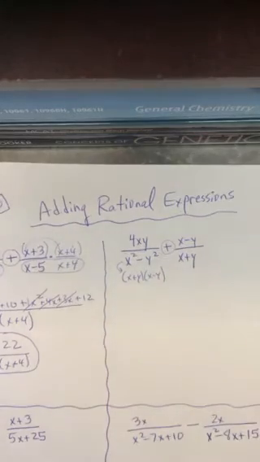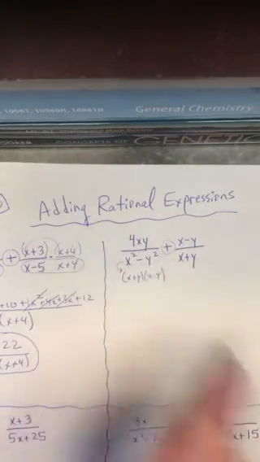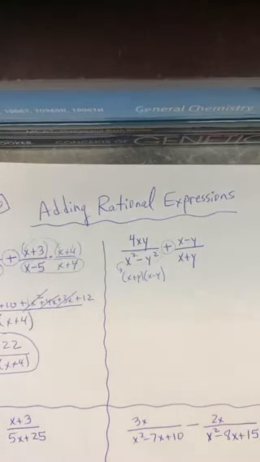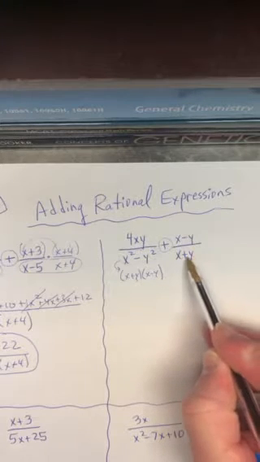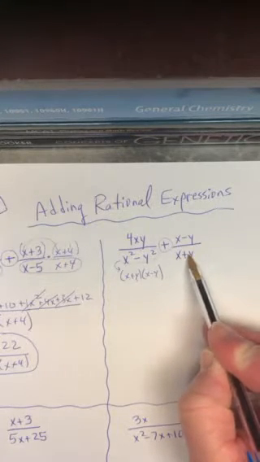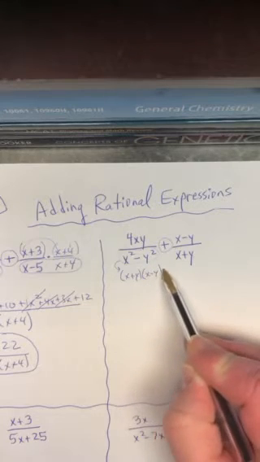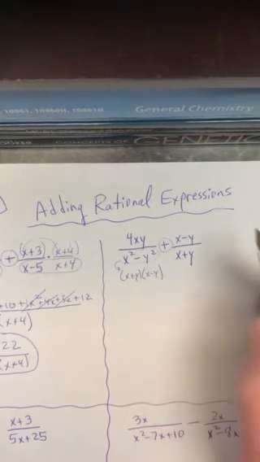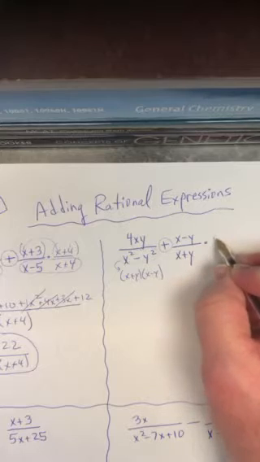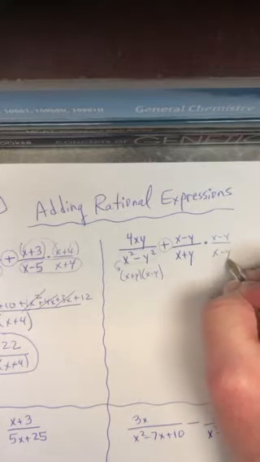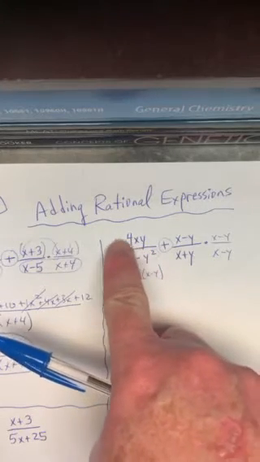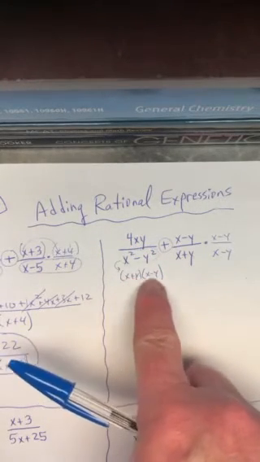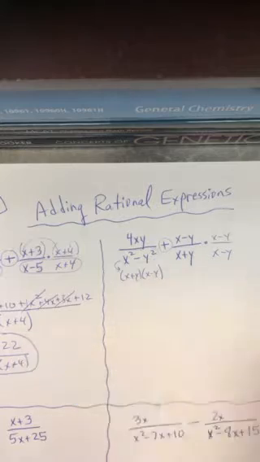So now when I compare my two fractions, this second fraction has an x plus y on the bottom, doesn't it? What does it not have? It doesn't have that x minus y right there, does it? So I've got to multiply that by x minus y over x minus y. The first fraction, I don't need to multiply by anything because it already had both of those things on the bottom. So does everybody agree?